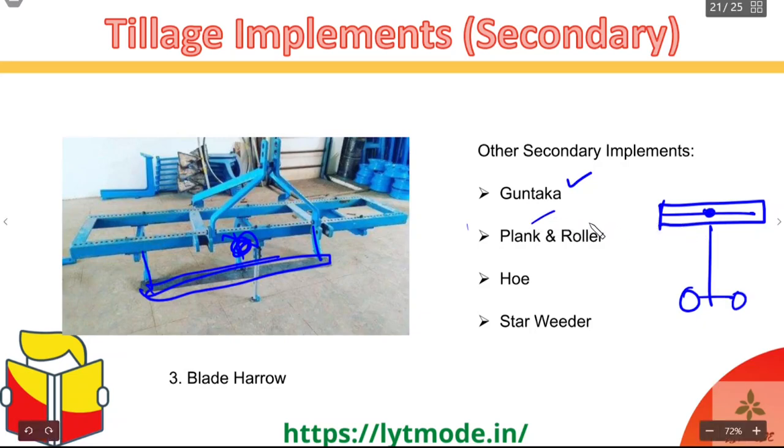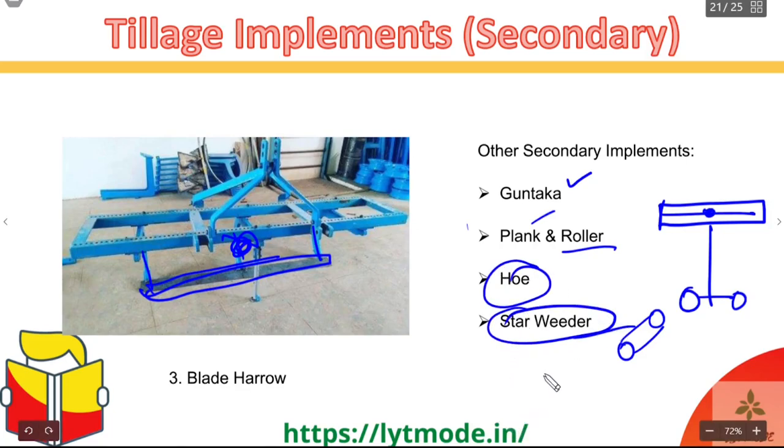And many a times, instead of a plank, there is also a roller. This roller is a very standard kind of a thing which is used even in gardens, and even in the development of, let's say, hockey fields, cricket fields, pitches. So over there also rollers are used. So roller is also a secondary tillage kind of an implement. Then there is hoe and star weeder. These are basically handheld instruments.